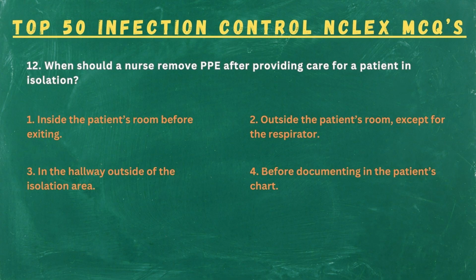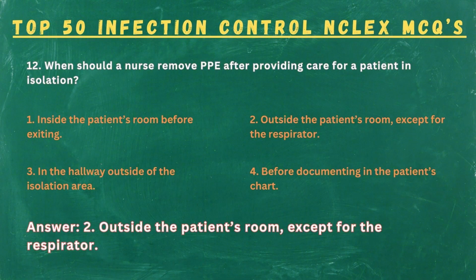Outside the patient's room, except for the respirator. 3. In the hallway outside of the isolation area. 4. Before documenting in the patient's chart. Answer: 2. Outside the patient's room, except for the respirator.